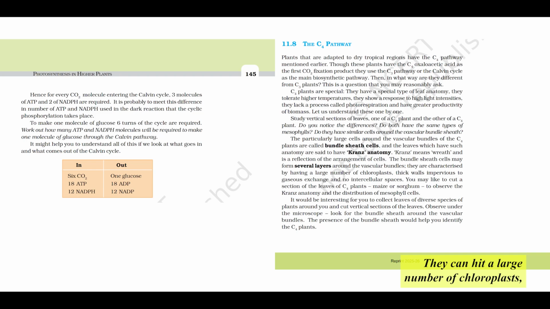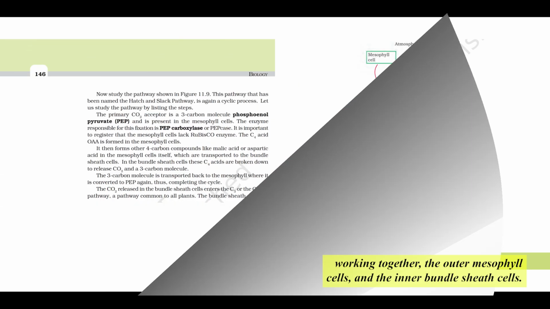These bundle sheath cells aren't just large, they have specific features vital to the C4 mechanism. They contain a large number of chloroplasts, often larger than those in mesophyll cells. Their cell walls are unusually thick and impregnated with suberin, making them relatively impervious to gaseous exchange, especially O2 escaping or CO2 leaking out. They sort of seal the compartment. Significantly, they often have few or no intercellular air spaces between them, ensuring close contact. It's this specialized Kranz anatomy that strategically sets the stage for the C4 pathway, creating 2 distinct types of photosynthetic cells working together: the outer mesophyll cells and the inner bundle sheath cells.